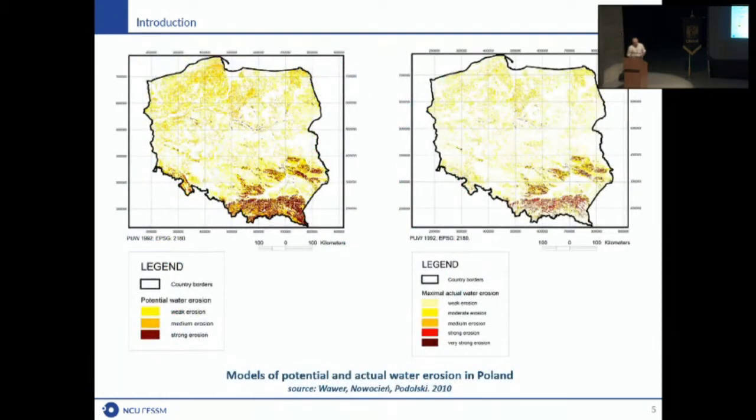In the south part, maybe I will show it on this map. These are the models of the potential and actual water erosion in Poland. So you can see the actual erosion. It's of course the biggest one in the mountains in Poland and also in the areas of the loess deposits, but also in the north part, which was covered, as I told you, by the last glaciation. So it means that we still have here the hills, the depressions, a lot of slopes, and it's highly under agricultural use. We have this weak or medium erosion in general.